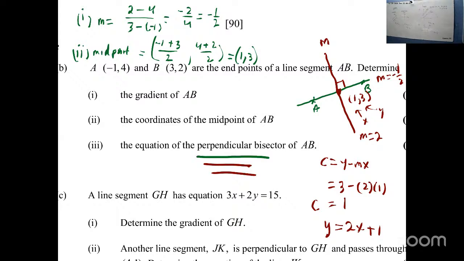Okay? So again, to find the equation of a line, all we need is a point on the line and the gradient. So make a note of that. To find the equation of any line, we need a point on the line and the gradient of the line.